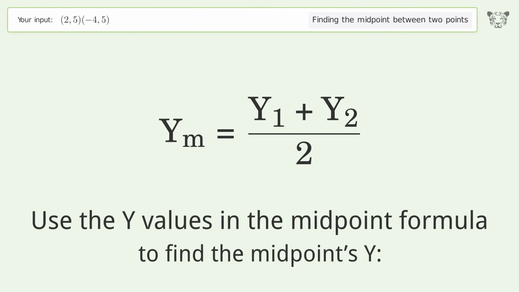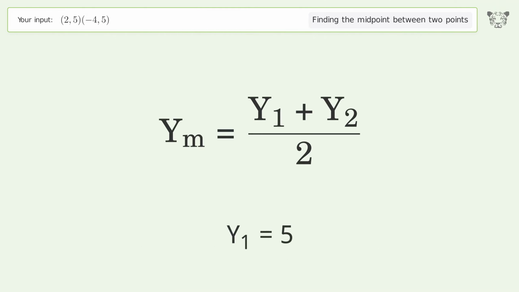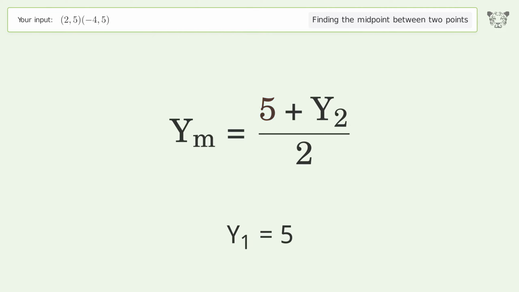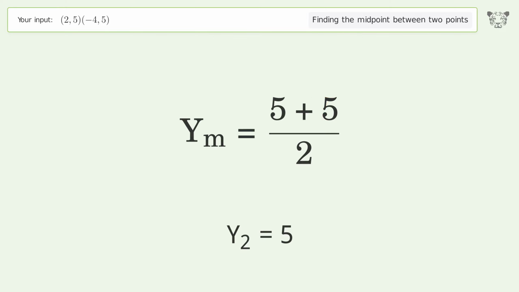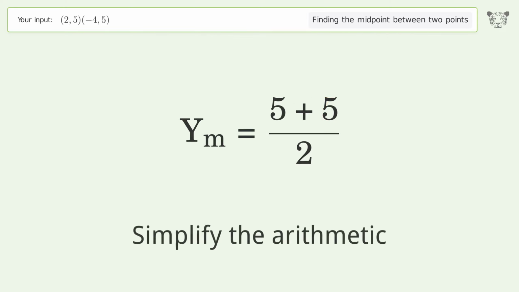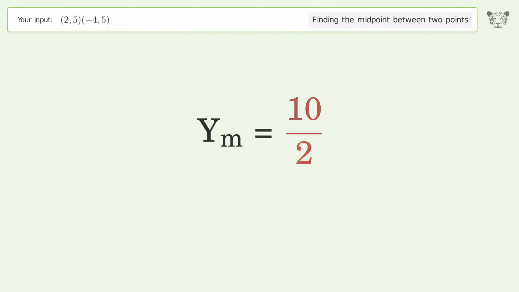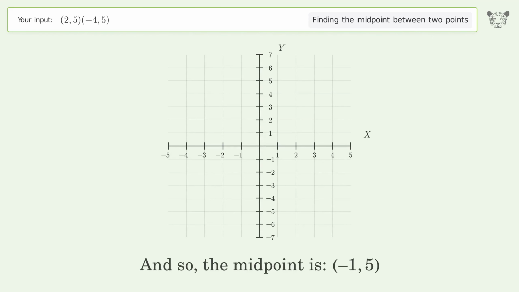Use the y values in the midpoint formula to find the midpoint's y. y1 equals 5. y2 equals 5. Simplify the arithmetic. And so, the midpoint is -1, 5.